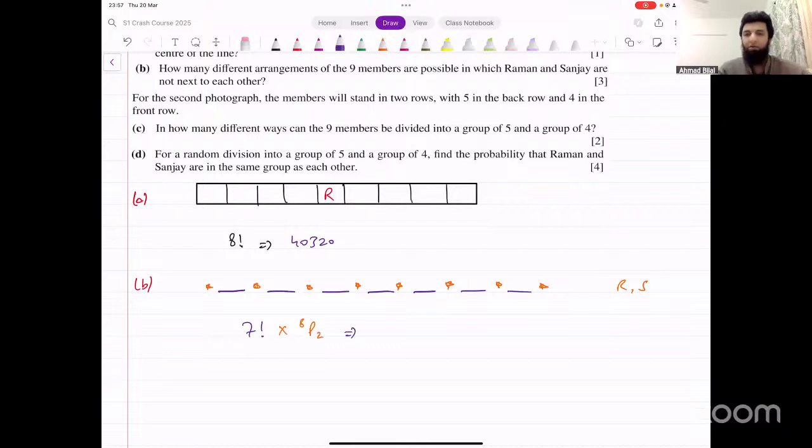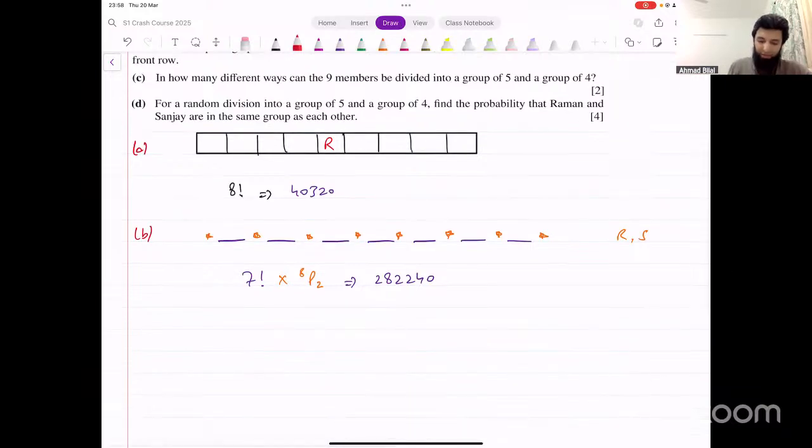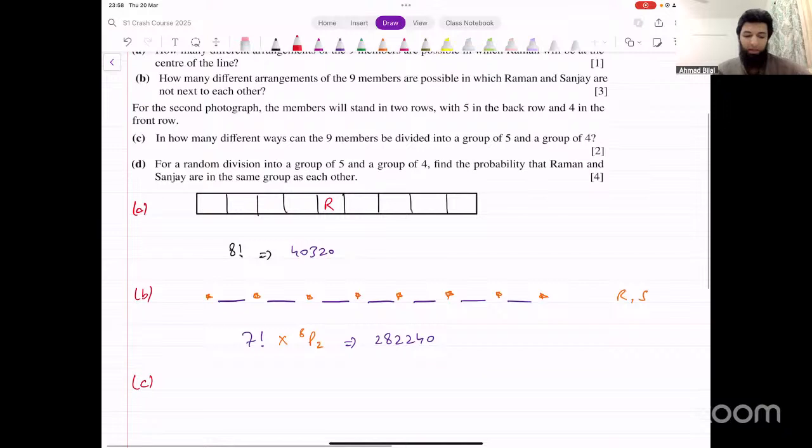7 factorial into 8P2. What do we get from this? 282240. So that's what we get. That's part B. Let's look at the next one, part C.